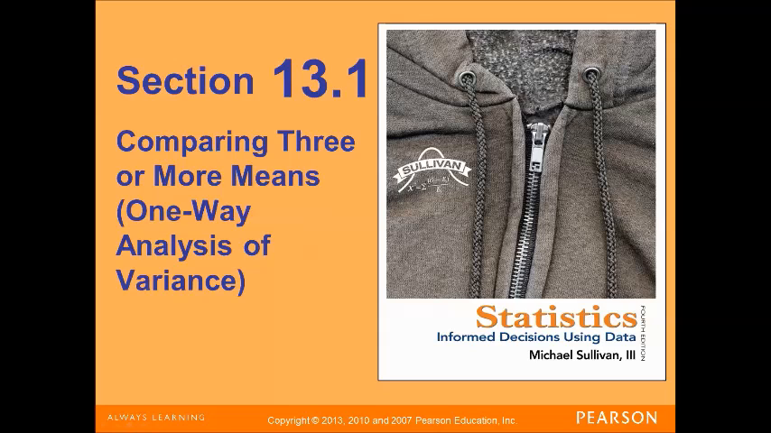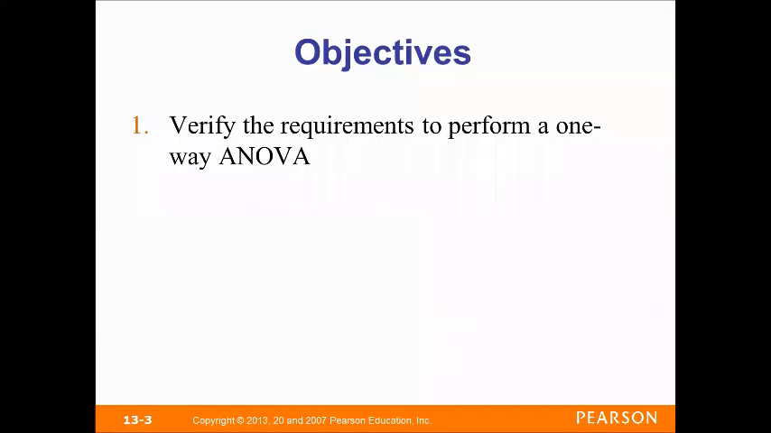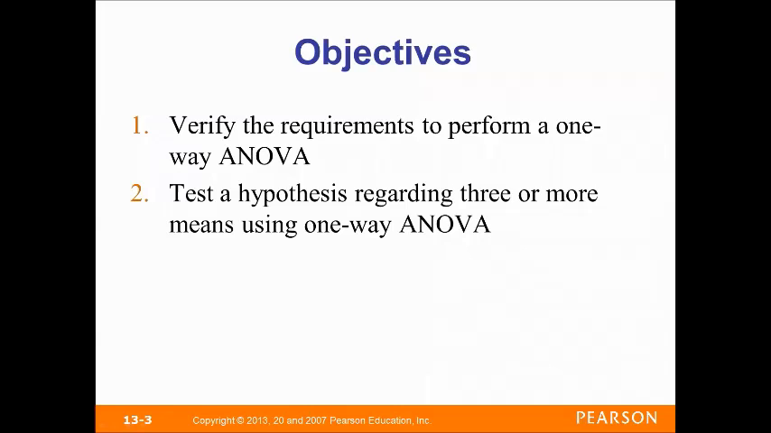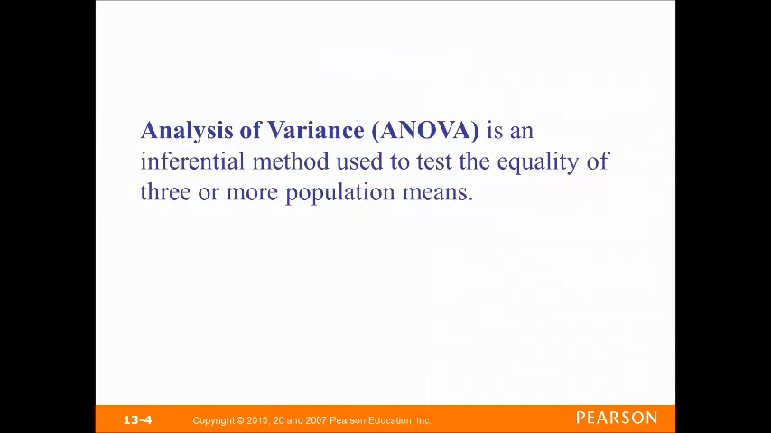We're going to handle this by doing what's called a one-way analysis of variance. Analysis of variance is often shortened to the word ANOVA, A-N-O-V-A. So what we're going to talk about in this chapter is what the requirements are to perform an analysis of variance, and how we conduct a test of hypothesis regarding three or more means using one-way ANOVA. So analysis of variance, or ANOVA, is an inferential method used to test the equality of three or more population means.